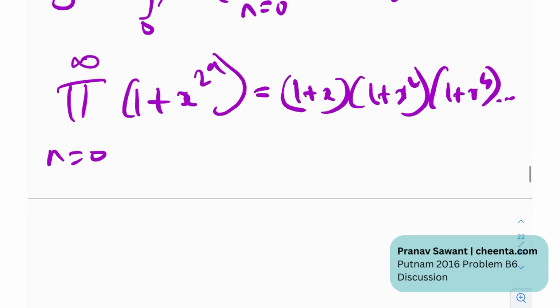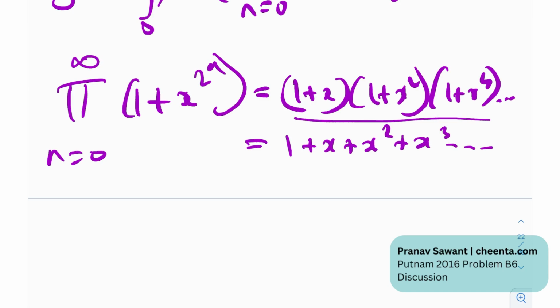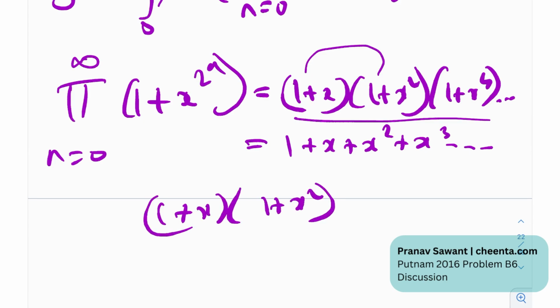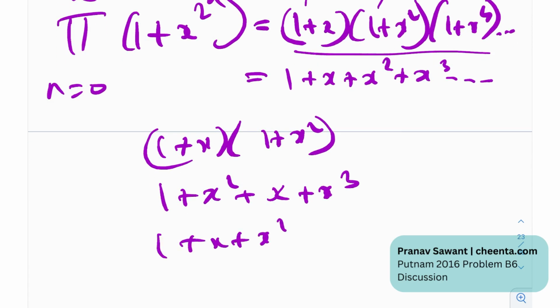Once you open this out, you'll get 1 plus x plus x squared plus x cubed and so on, by actually carrying out this multiplication. I'll demonstrate that for two terms. If we have 1 plus x times 1 plus x squared, you get 1 plus x plus x squared plus x cubed. Once you multiply that by 1 plus x to the power 4, you'll get some other terms.